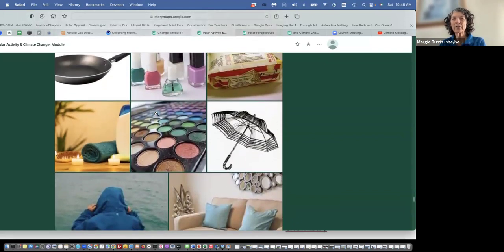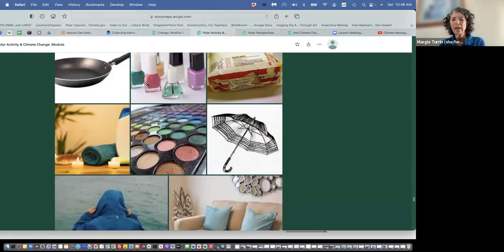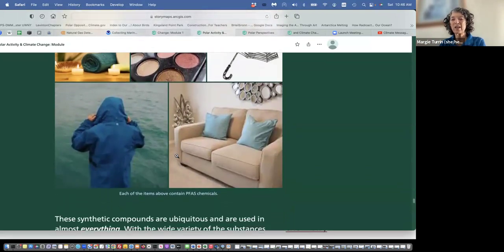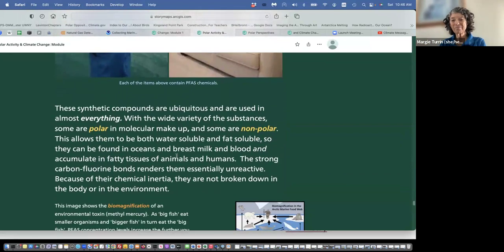So just so you can see how it's manufactured, and everything that it's in, it's just ever present.